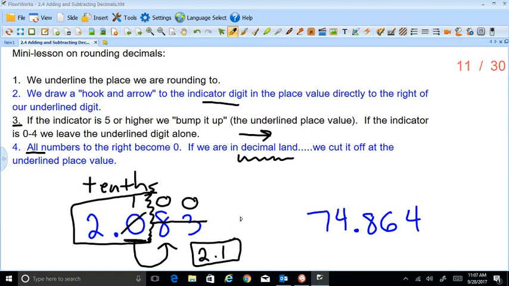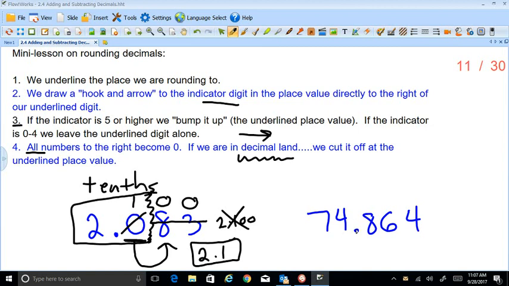Now you might say, can I just put 2.100? Does that matter? When you are rounding, it actually does matter. This is incorrect. The values are exactly the same, but we're not talking about strictly value here. We're talking about rounding it. So when you round it, you must cut it off in decimal land at the place you're rounding it to. Let's look at another example.